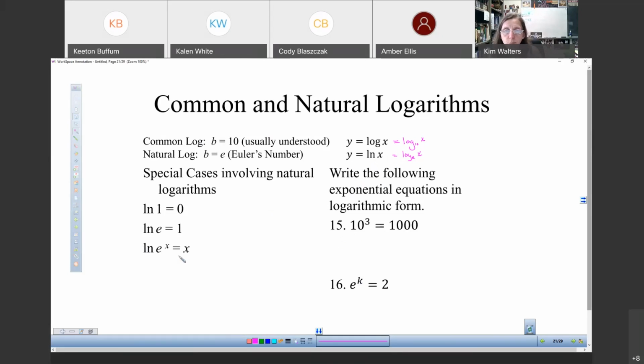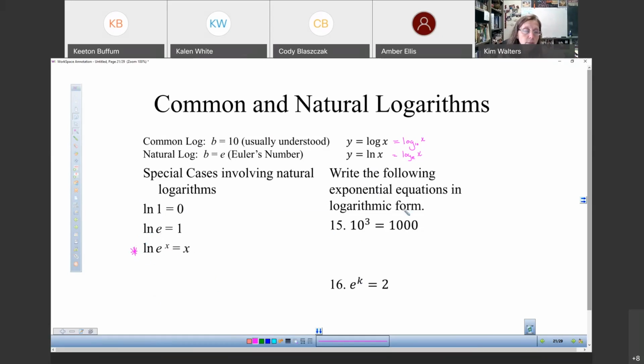Special cases from the previous slide involve this natural logarithm. The natural log of 1 is 0, the natural log of e is 1, and the natural log of e to the x is x. In other words, these cancel each other out. Natural logs and natural exponentials wipe each other out. Super nice. This is the one that we will use the most. Guaranteed, you'll use that the most, okay?